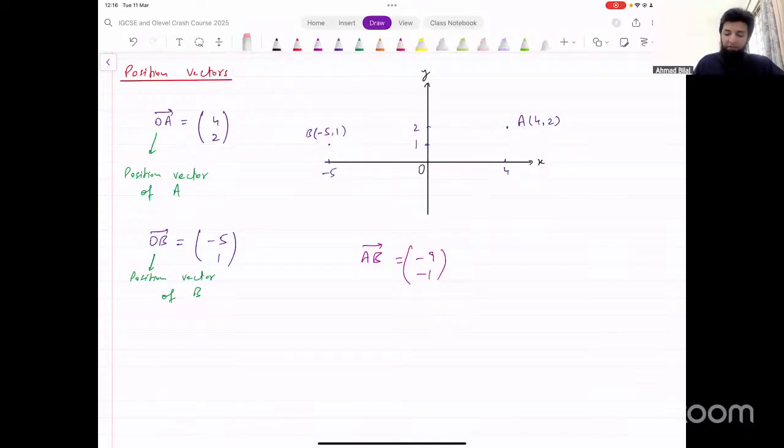But if we don't have the diagram, what we can think of is, since we have these two vectors given, we know that OA is this and OB is this. So let's say we have these two vectors given, OA is 4, 2, and OB is -5, 1. In order to go from A to B, using these two vectors, we have OA and we have OB. These are the two vectors that we know.